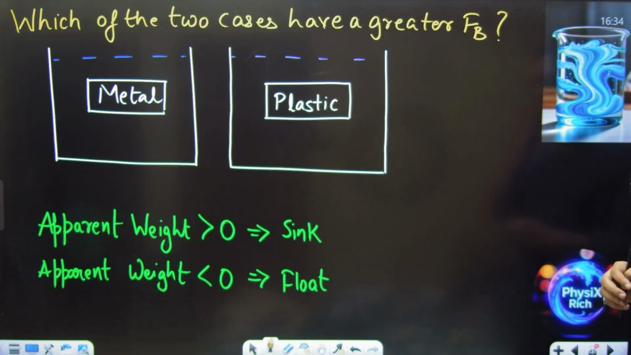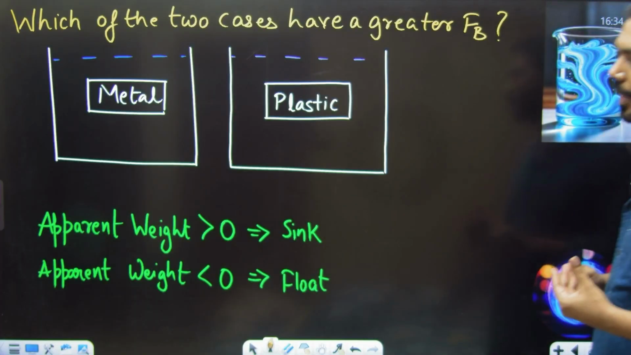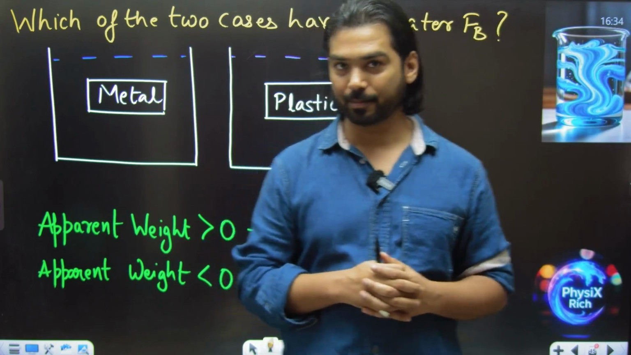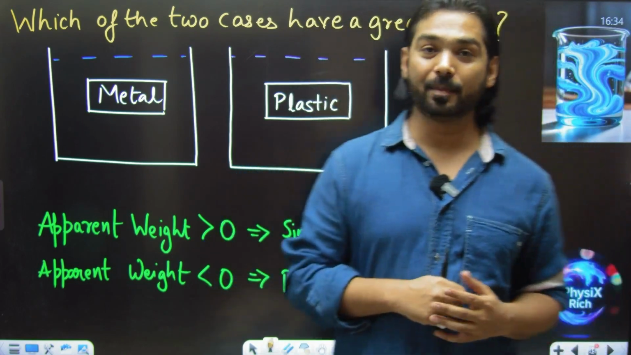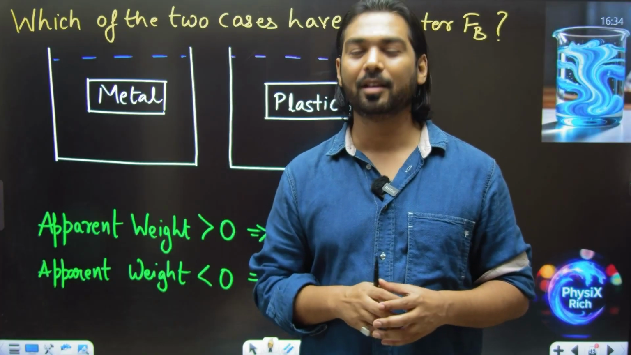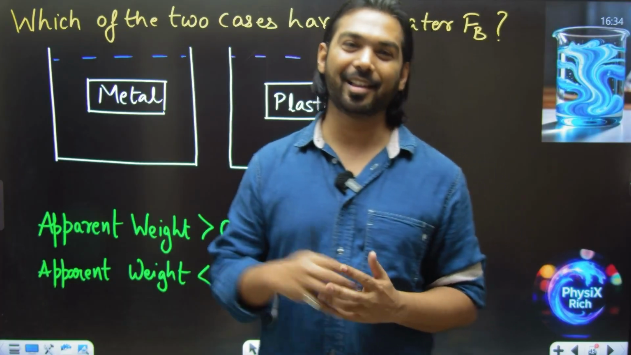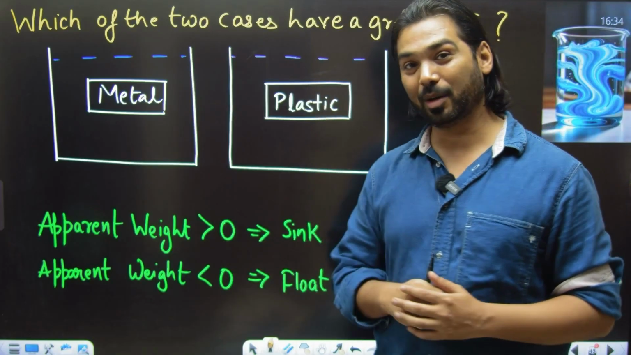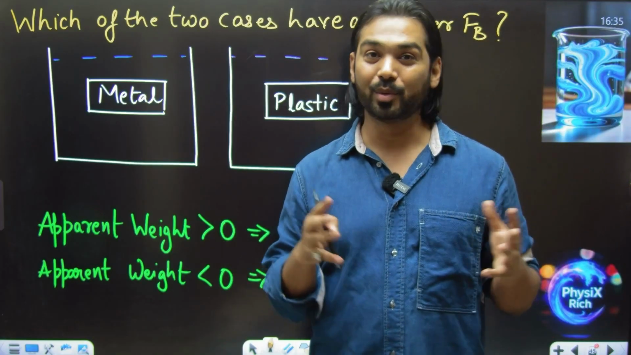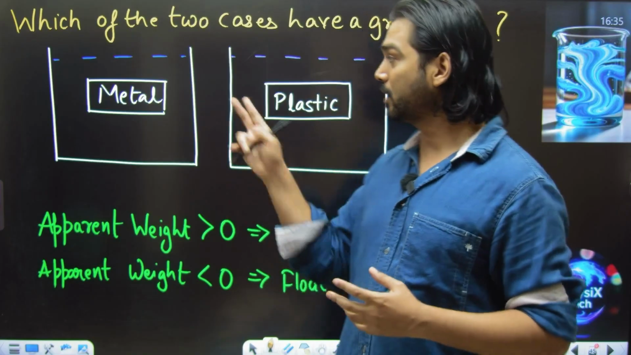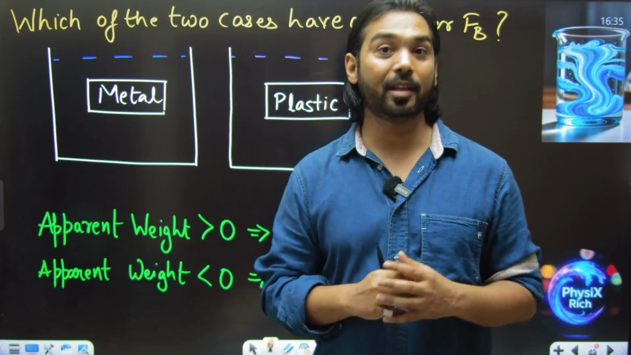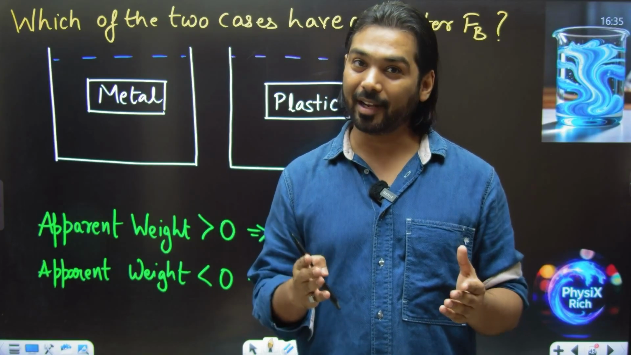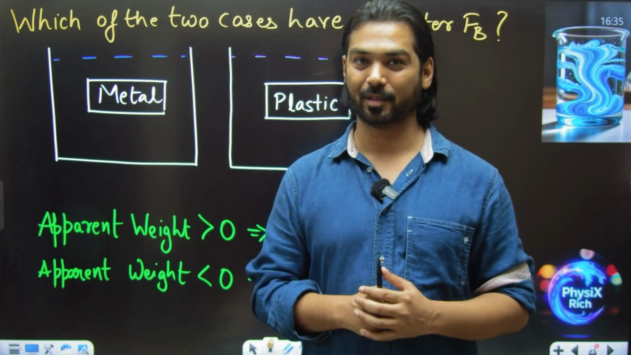So, in these two cases, who will have a larger buoyant force? Which one of these objects will have a larger buoyant force? And the most common wrong answer is that plastic will have a larger buoyant force because you believe that plastic should go up. But the real truth is that because their volumes are equal and they're displacing the same amount of volume, they will have identical buoyant force.